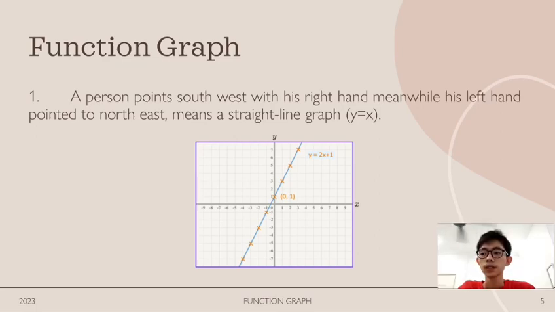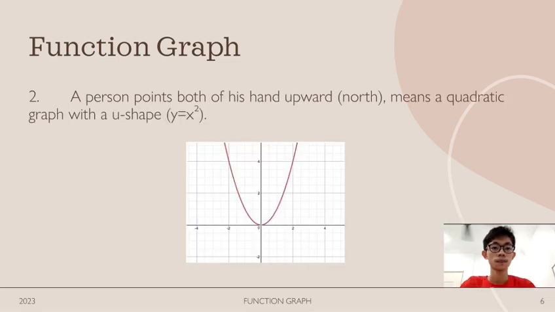The following method can make it easy for us to remember these function graphs. First, a person points south with his right hand, meanwhile his left hand points to the northeast, which means a straight line graph, y equals x. Second, a person points both of his hands outward, which means a quadratic graph with a U shape, y equals x squared.